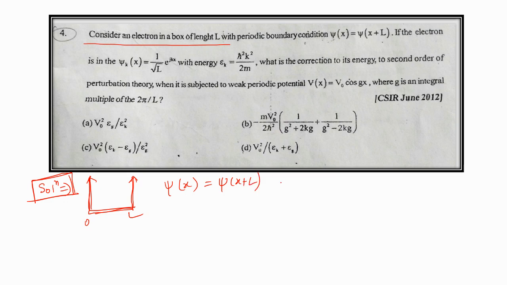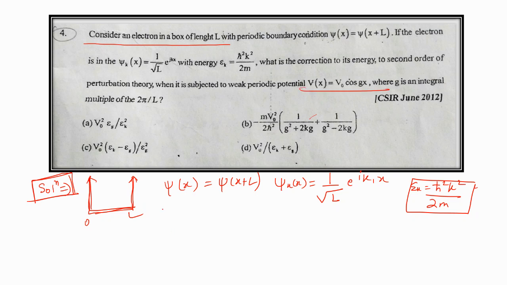If the electron is in this state, with energy Ek equals h cross k square upon 2m, what is the correction to the energy by second order perturbation theory, when it is subjected to the weak potential? Here is the weak potential, where G is an integral multiple of 2 pi by L. So now you have to find the second order correction to the energy.